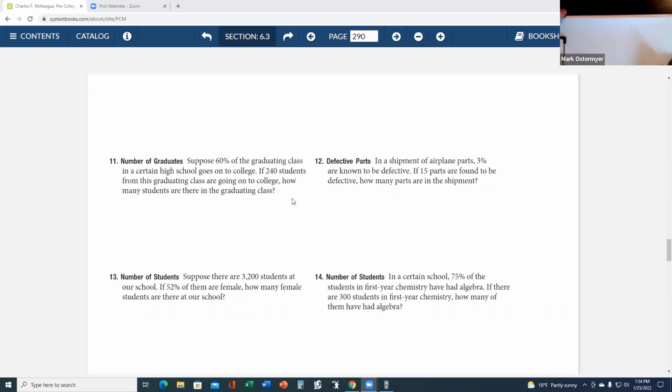How would we set some sort of an equation up here, ladies and gentlemen? 60% of the graduating class are going to college. Do we know how many people there are in the graduating class? No, in fact, they're asking us to find that. Do you agree? So let's start to write this down on our paper. 60% of graduating class goes to college.